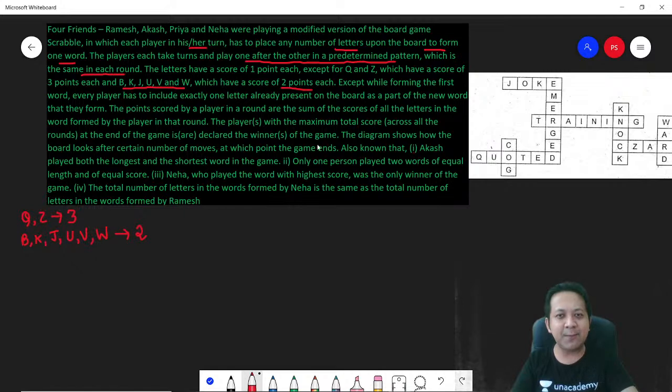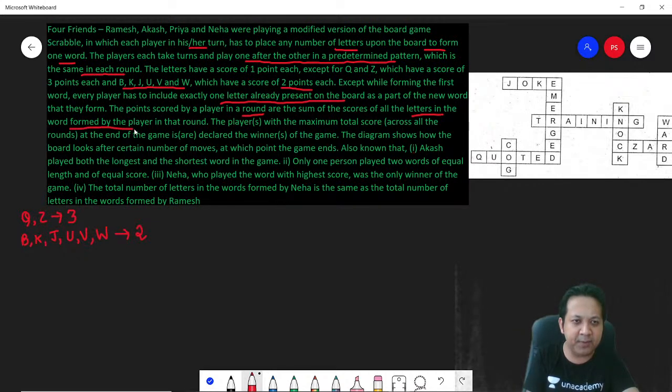Except while forming the first word, every player has to include exactly 1 letter already present on the board. I think you understand; that's what I started the class with. Every time you form a new word, you need to ensure that 1 letter of the previous word is part of the new word. The points scored by a player in a round are the sum of the scores of all the letters in the word formed by the player in that round. The player with the maximum total score across all the rounds at the end of the game is declared the winner. Fine.